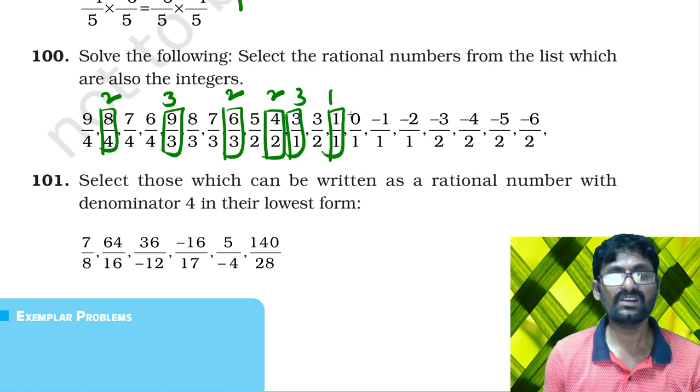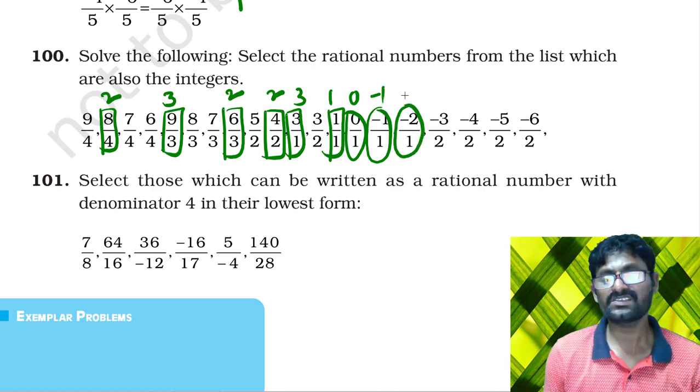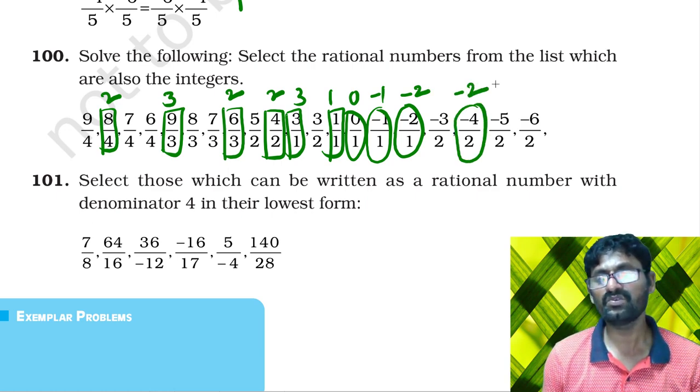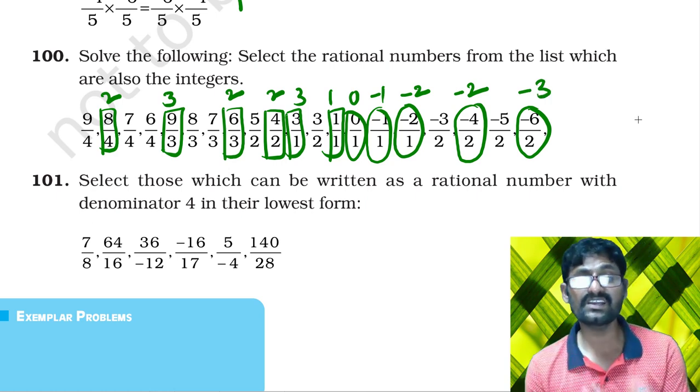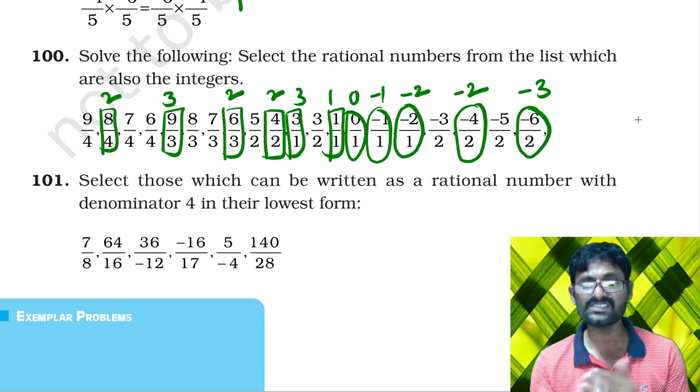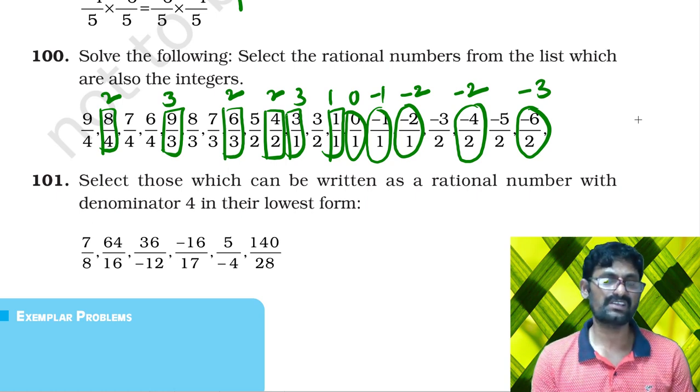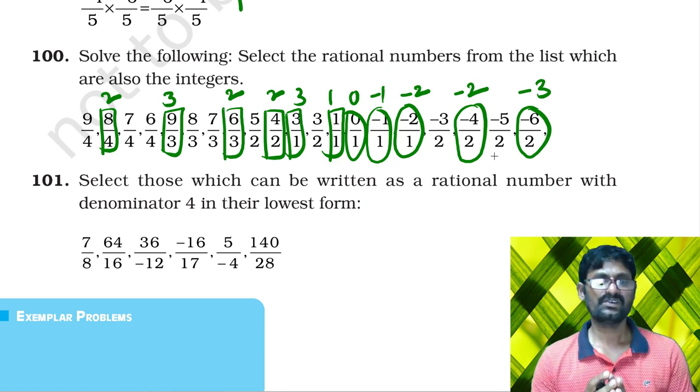1 by 1 is 1. Next, 0 by 1 means 0. Negative 1 by 1 is negative 1. And negative 2 by 1 is negative 2. And then negative 4 by 2 is negative 2. Then negative 6 by 2 is negative 3. So all these are rational numbers. All the circled numbers are rational numbers as well as integers. But the remaining numbers are just rational numbers but not integers.